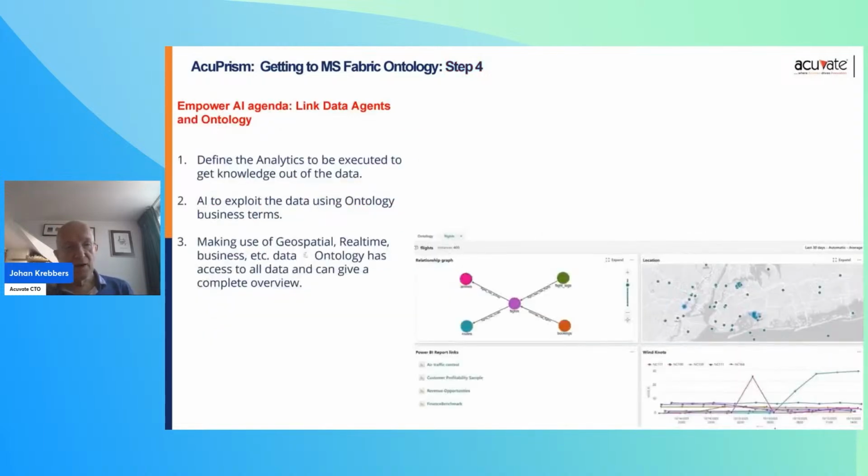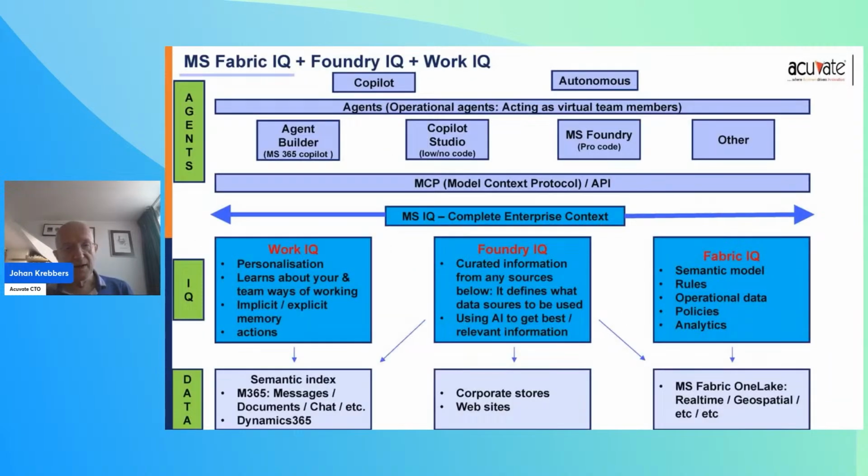I skipped this quite quickly because you can look at it here. Especially here, these are the three elements of IQ. Work IQ is all about getting access to your unstructured data. So personalization learns about your and your team's ways of working, implicit and explicit memory actions. So Work IQ gives the ontology layer access to the relevant unstructured data.